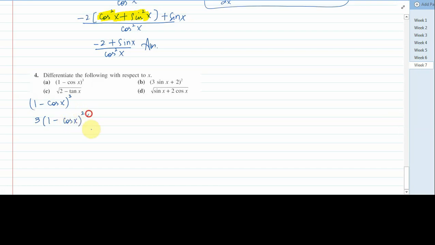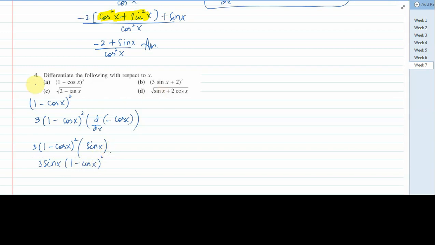And now we need to find the derivative of function. So the derivative of function, it will be minus cos x. So it will be 3, 1 minus cos x whole square. The derivative of minus cos, it will be sine x. Alright, so we can write this 3 sine x times 1 minus cos x whole square.